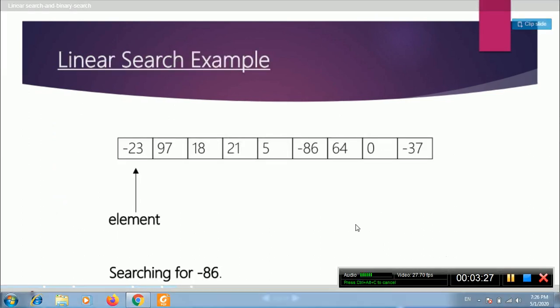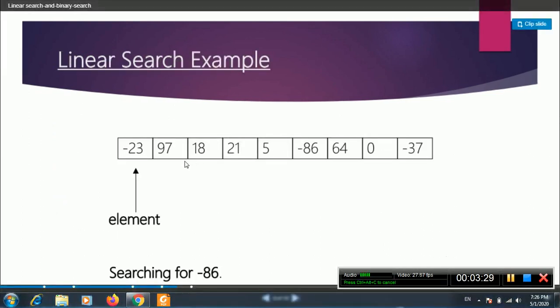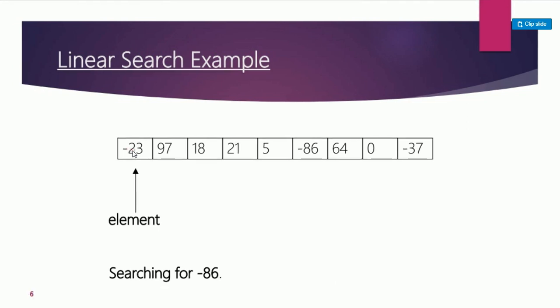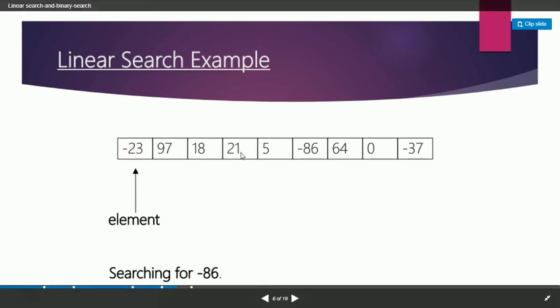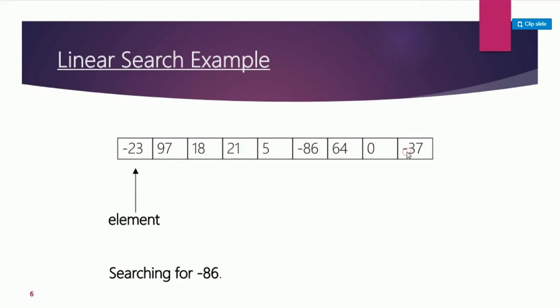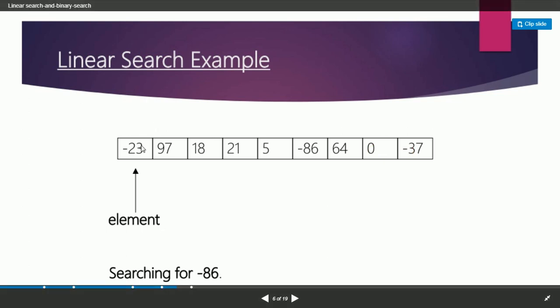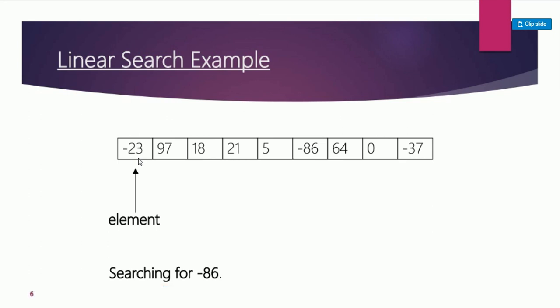For example, we have an array having the elements 1 2 3 4 5 6 7 8 9. So we have 9 elements, with index from 0 to 8. We are searching for minus 86. So we will compare the element at index 0, which is minus 23.